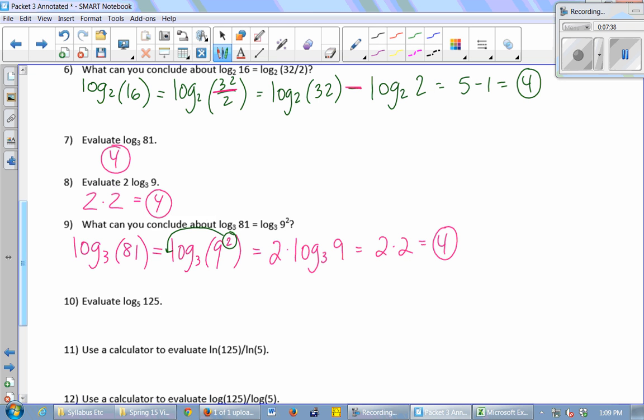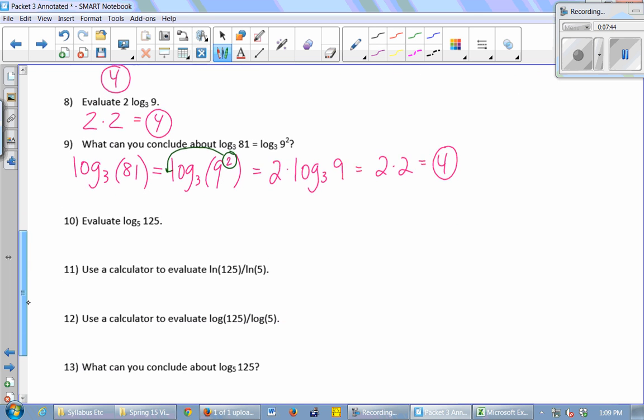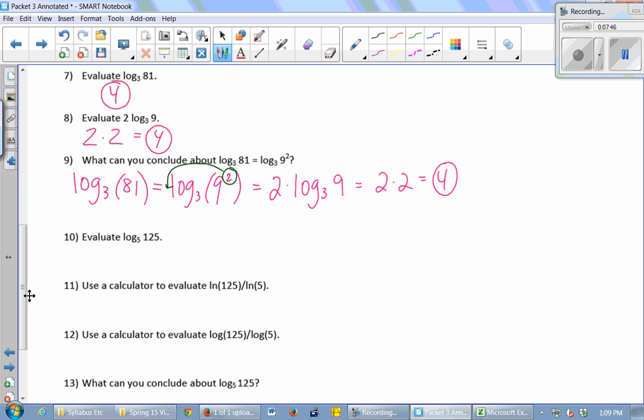All right, we got one more property, and then we're going to start using them for stuff. All right, what is log base 5 of 125? 3, because 5 cubed is 125. The answer is 3.